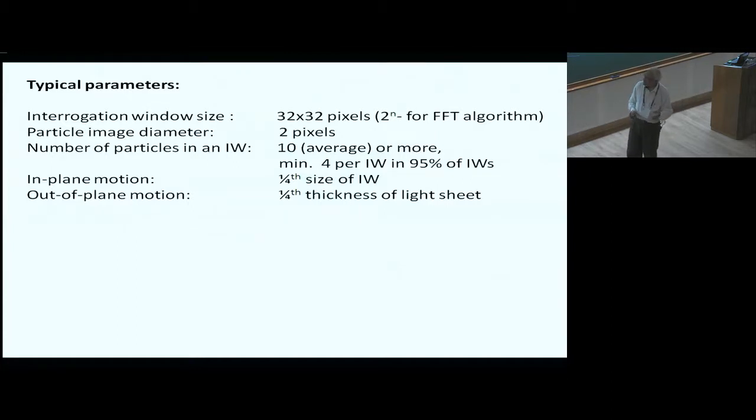But there are two important things you need to keep in mind. If you have a range of velocities, then at the highest range the particles shouldn't go out of the window. But at the same time, at the lowest range, they should show some displacement. The other important thing is out of plane motion. You have a certain laser light thickness, so the particles should remain in that thickness when you go from one frame to the next. Otherwise, you lose that particle.